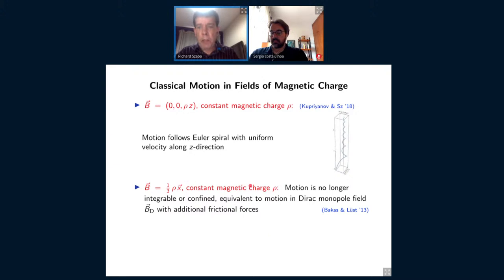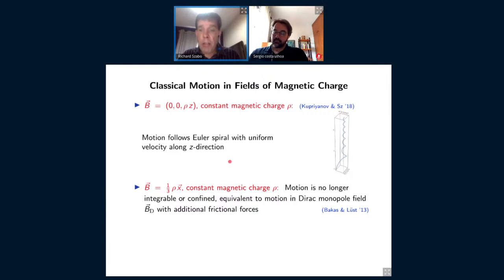And finally, again for constant magnetic charge, you can put in a different profile for the magnetic field. This is a rotationally symmetric one, so you could call this an axial profile for the magnetic field. Now the motion is no longer integrable. There are no integrals of motion, and it's no longer confined.